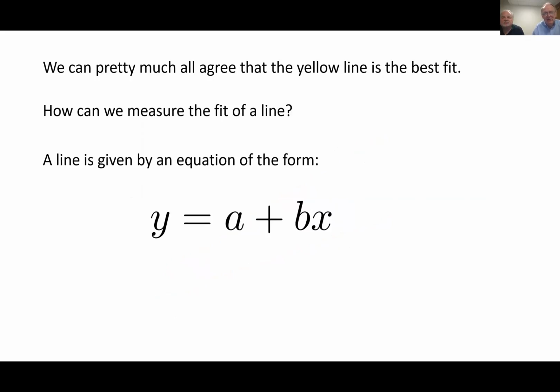In order to do that, we need to do some math here. A line is given by an equation of this form: the y coordinate can be expressed as a number a plus b times the x coordinate. So a is called the intercept, and b is called the slope of the line. So the line consists of all points of the form (x, y), where x and y have this relationship.